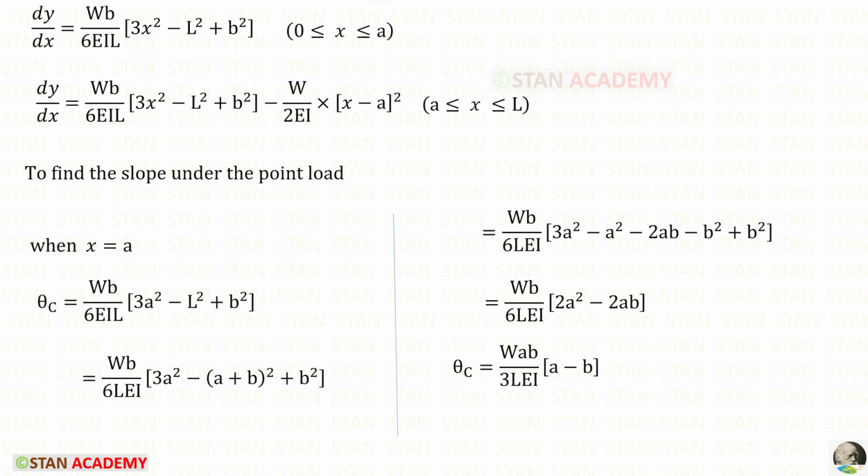To find the slope under the point load, in this expression instead of x we have to apply A. We know that L is A plus B. Then we can use the A plus B whole square formula, and then we have to multiply with the negative sign, so that we will get this. We can eliminate B square. 3A square minus A square, it will be 2A square. From here we can take 2A outside. 2 upon 6, it is 1 upon 3. For the slope under the point load we will have this expression.